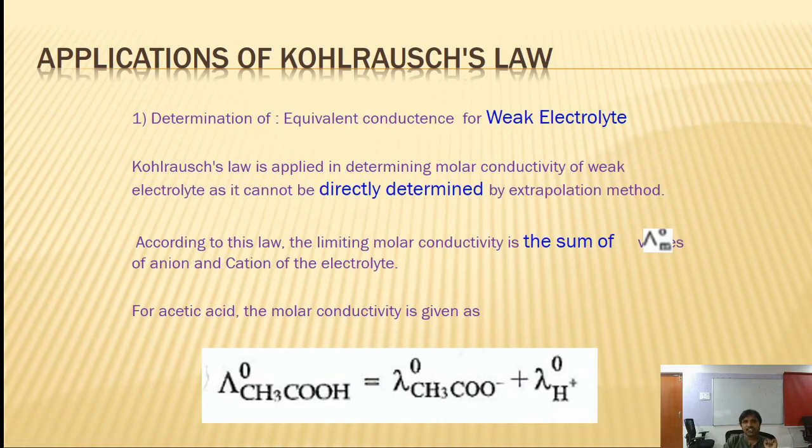Now next, applications of Kohlrausch's law. First application, determination of equivalent conductance for weak electrolyte. See here, this is the weak electrolyte. Weak electrolytes are the substances which do not get dissociated completely.